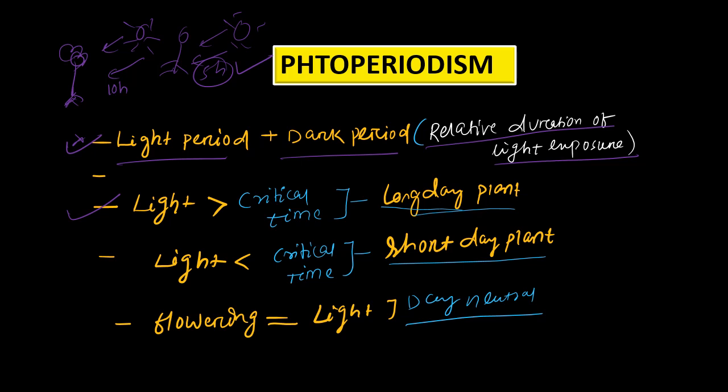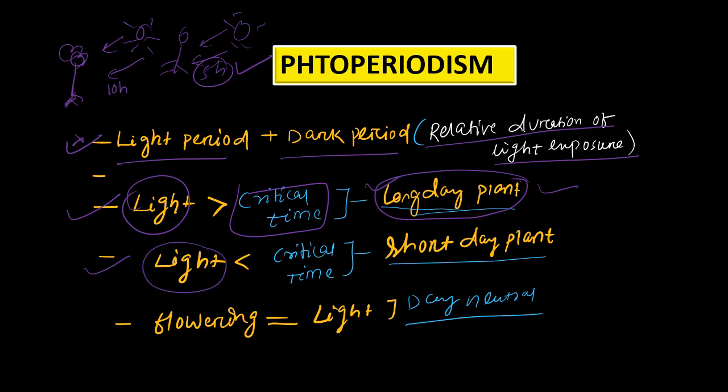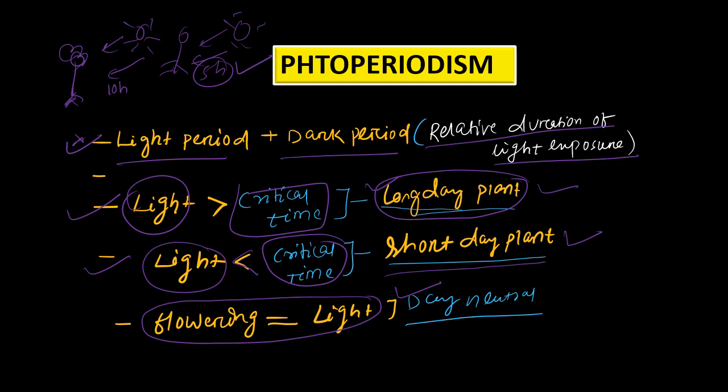The next point is one concept, critical time. Critical time means some plants need a perfect amount of light. If the light exceeds this critical time, the plant is known as a long day plant. If the light is less than the critical time, it is known as a short day plant. If flowering occurs at both, it is known as a day neutral plant. So this is the discussion of photoperiodism.